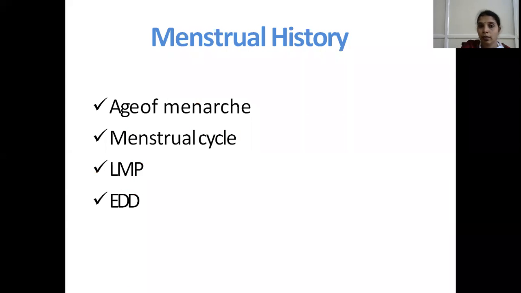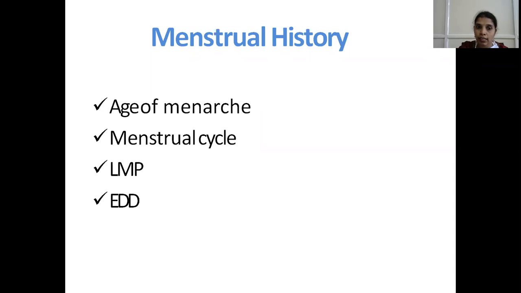And we have to inquire about the menstrual history. Why is menstrual history important? We have to ask about the age of menarche, menstrual cycle, and last menstrual period, and we have to calculate the EDD. Why is it important?